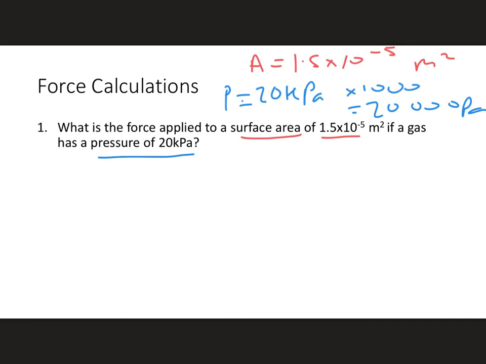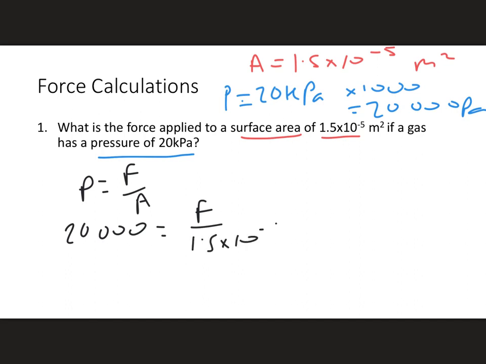Then my next step is to write out what the equation is. So I get pressure is my force over area. I'm going to put the numbers in this time. So I get 20,000 here for my pressure equals my force, I don't know that yet at the moment, over 1.5 times 10 to negative 5.